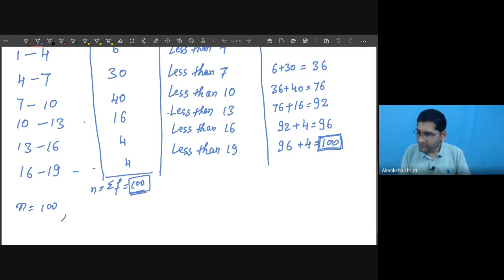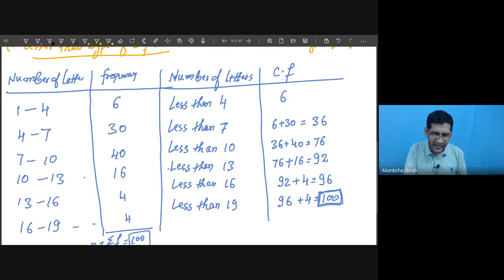After this, whatever else we were doing, we have to do it. n by 2 is how much? 100 by 2 is our 50. So allocate the 50th position in that, and for the 50th position, you have to find the class interval. Where will be the 50th?